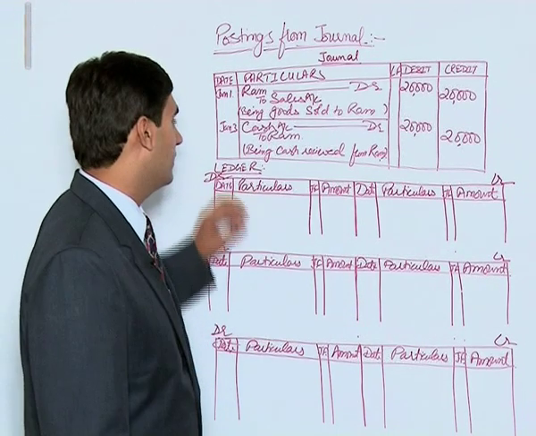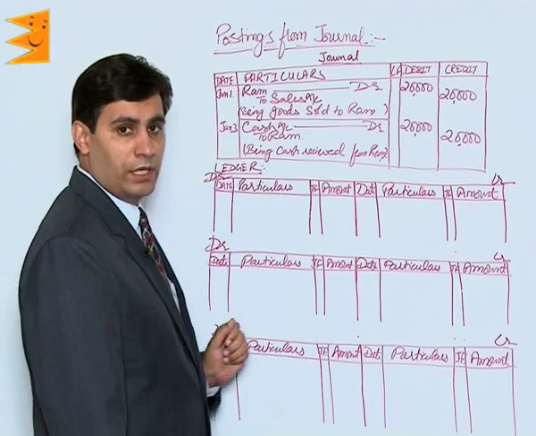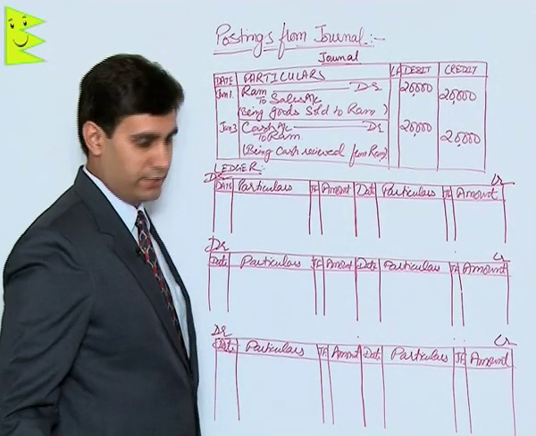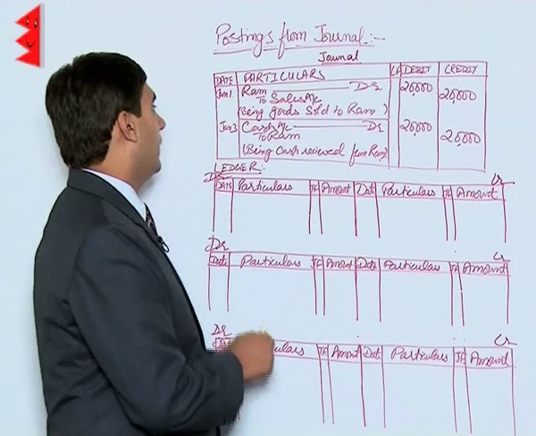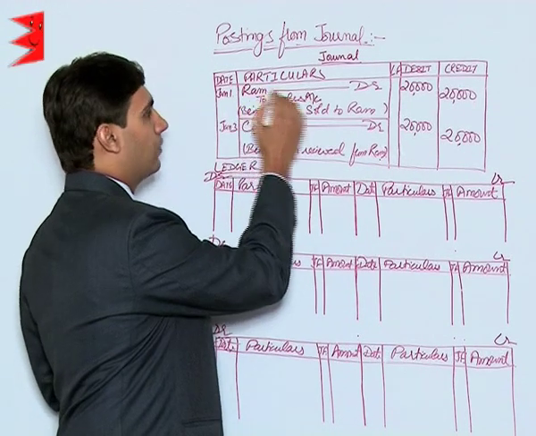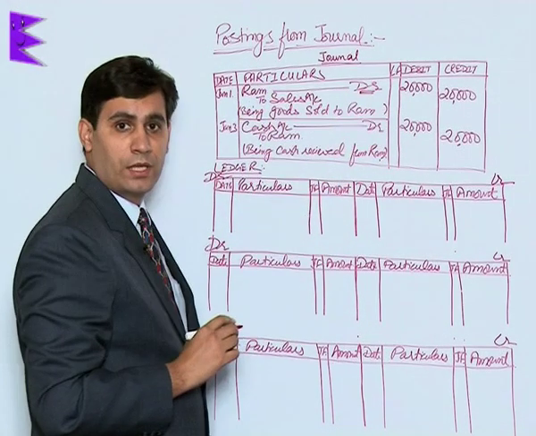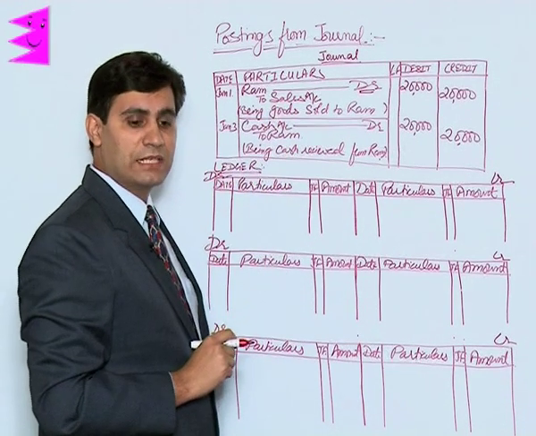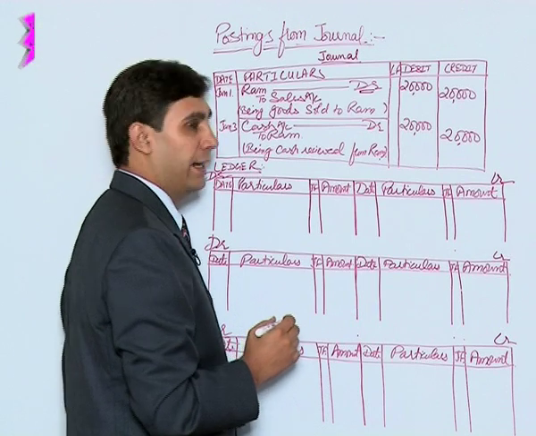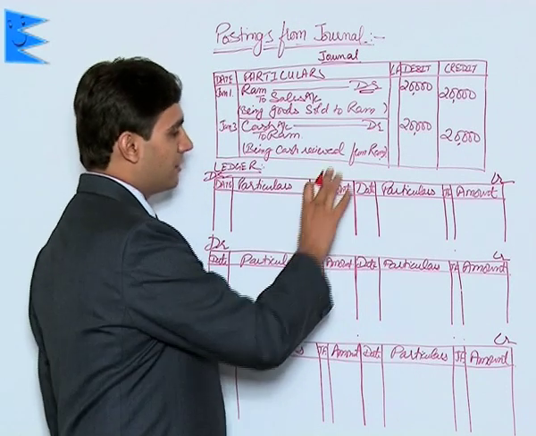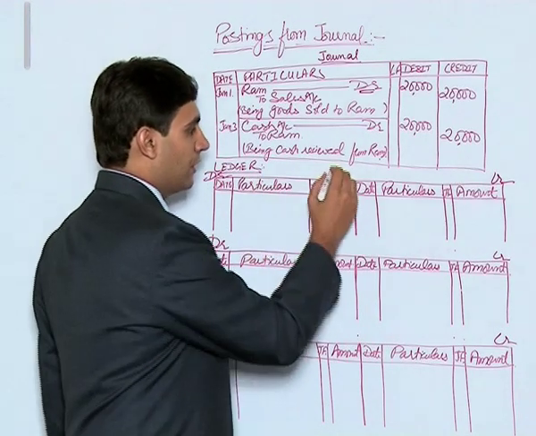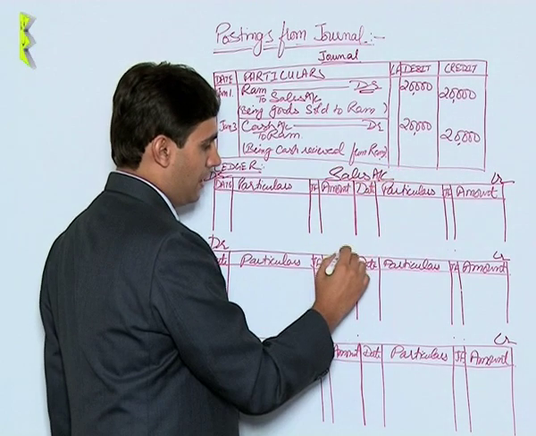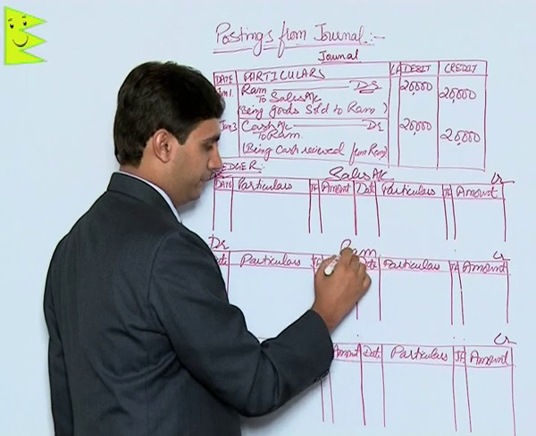Now students, let us concentrate on the first entry. In the first entry there are two accounts involved, that is Ram and Sales. In this entry, Ram account has been debited and Sales account has been credited. So the two accounts that are affected are Ram and Sales. So let us make two different ledger accounts, the first one being Sales account and the second being Ram.